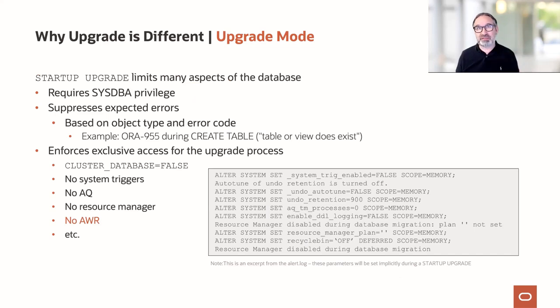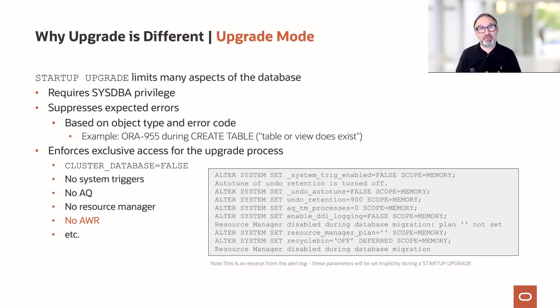Why is upgrade different? What do we do differently in the upgrade? First of all, when you upgrade a database, the database needs to be in startup upgrade mode. Even in a RAC environment where you can patch rolling and the database itself is always up and running while the instances go down and up, when we do a database upgrade, so we change the first number of the release, let's say from 18 to 19, that is an upgrade. Then the database needs to be in startup upgrade mode, so it's restricted, exclusive access and no application can run.